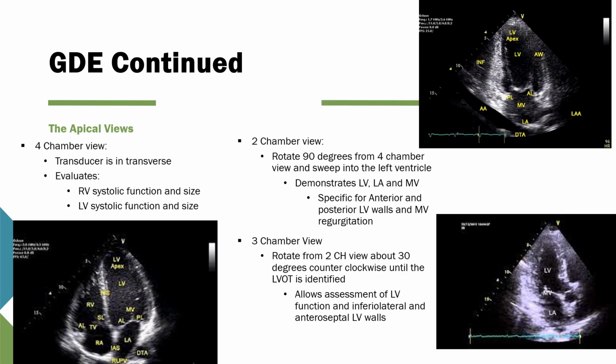So when we look at the four-chamber view, here's a nice four-chamber view. Here you can see the left ventricular apex, you can see the mitral valve, the left atria, the right ventricle, the interventricular septum, and the interatrial septum. Now this is a great image where you can really assess the right and left ventricular systolic function.